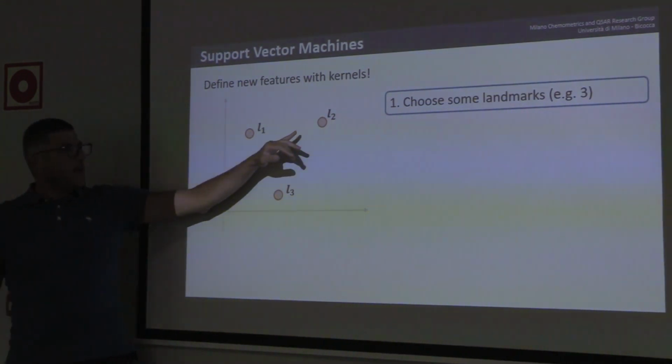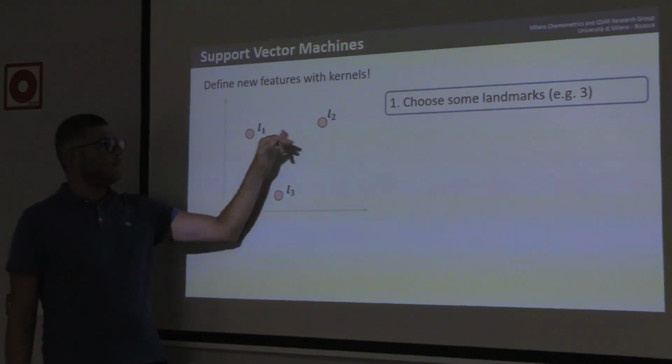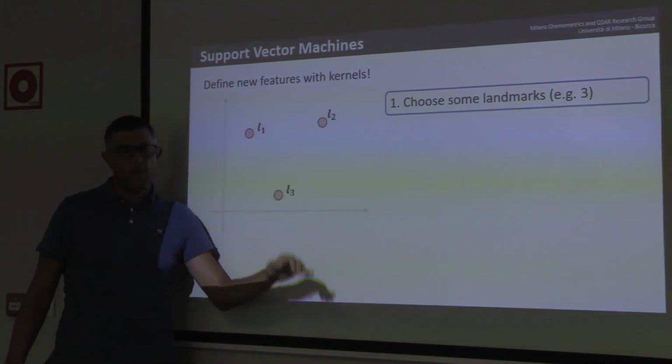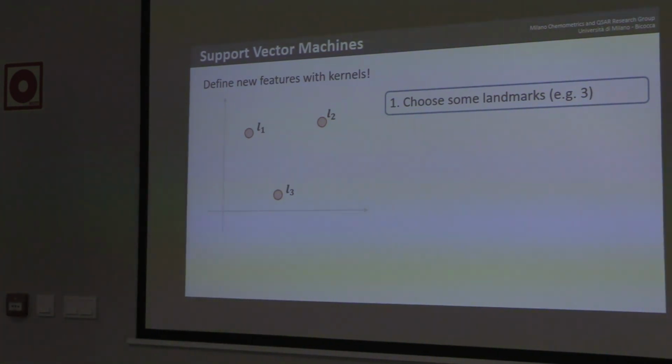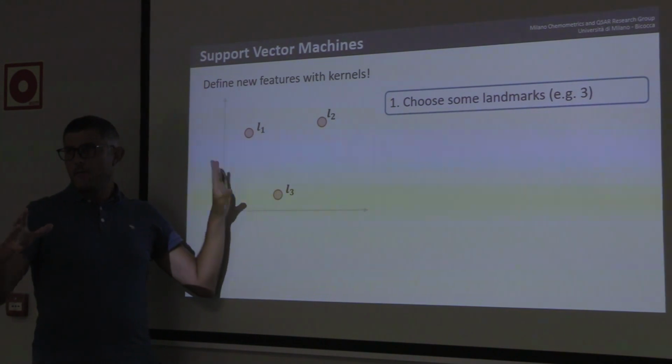So let's say in our very simple example, here we have two variables, so a two-dimensional space. Let's say that by means of kernels, we define 3 landmarks: the first one, the second one, and the third one. Now these are random. Then we will see what these landmarks are and how they can be defined. But now let's stay on this simple example. So we define 3 landmarks in our space.